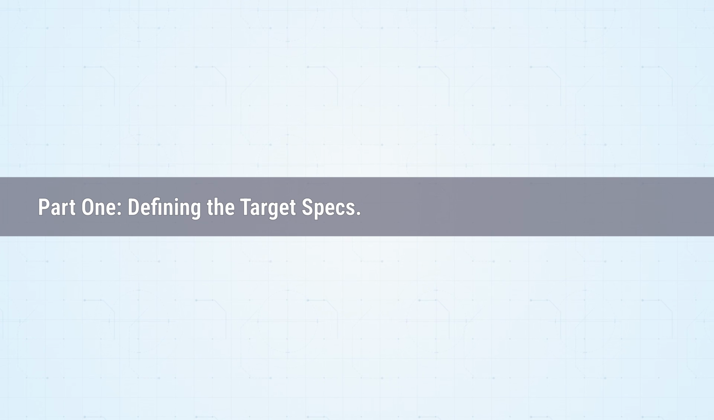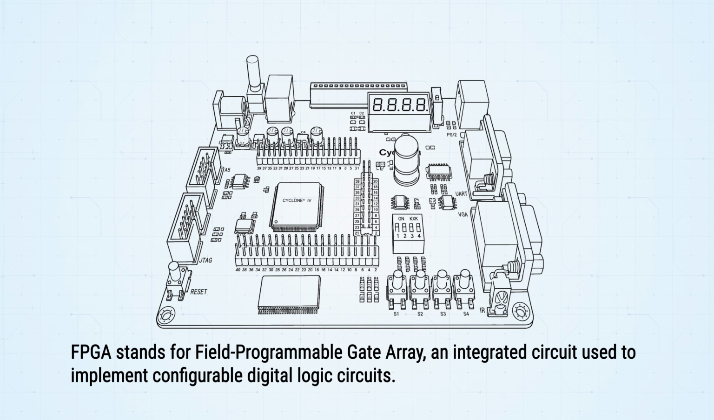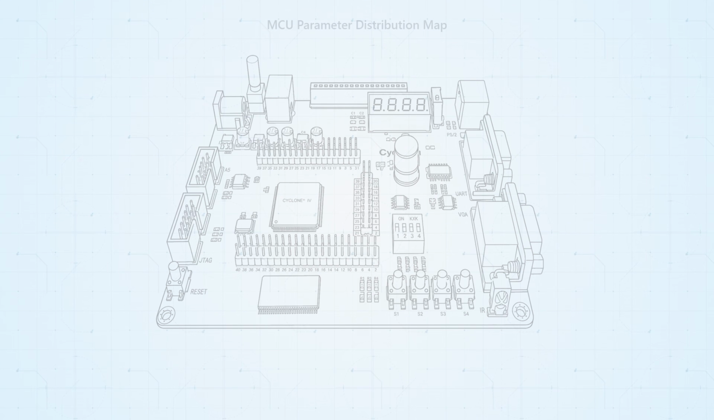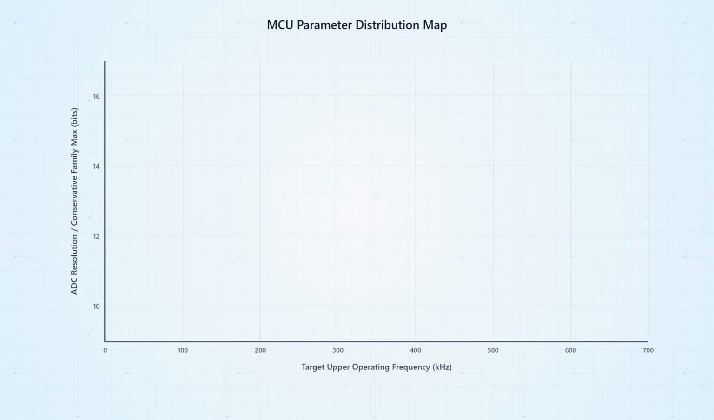Part 1. Defining the target specs. For the hardware platform, we'll use an affordable development board with a Cyclone 4 FPGA on board. And before we start creating anything, let us figure out exactly what signal quality we actually require. Let's start with the device under test.